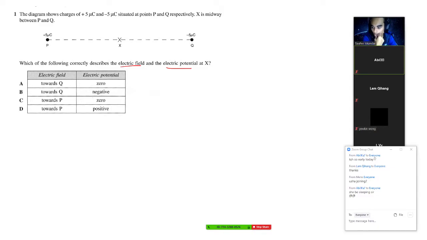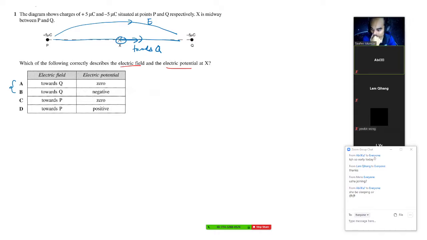So in this case, we know that electric field will be going towards the negative, like this, going this way, which is the electric field. It means that at point X, the electric field is moving towards Q. And now we have two possible answers, A or B.